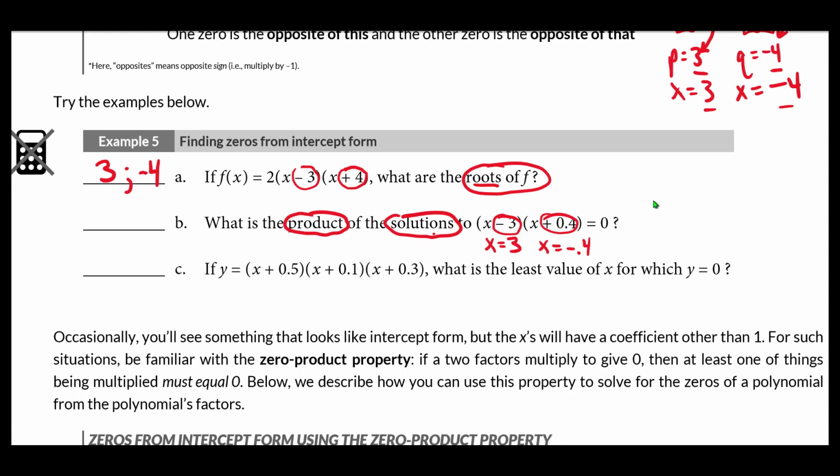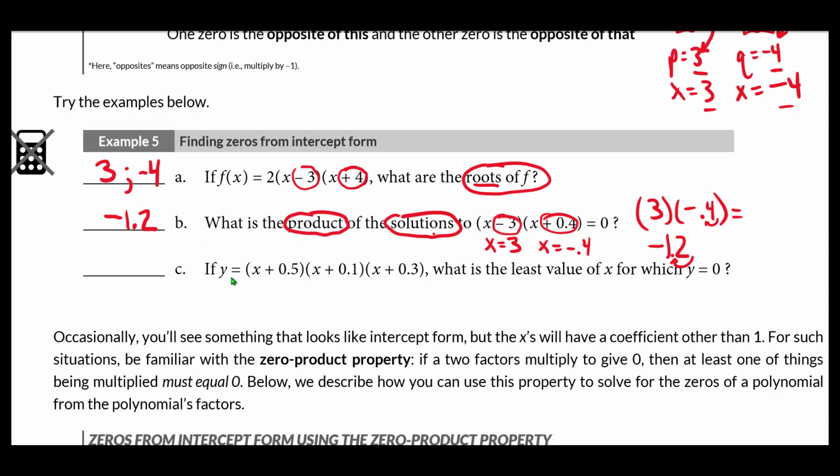They want the product of those. So we are going to be doing 3 times negative 0.4. We are not allowed to use our calculator here, so we're going to have to do this in our heads. What is the best way to do this? Probably to do 3 times 4, which is 12. Remember that we need to move our decimal over one place to the left, so we're going to get 1.2, and of course we have a negative there, so negative 1.2 will be the product of the solutions there.